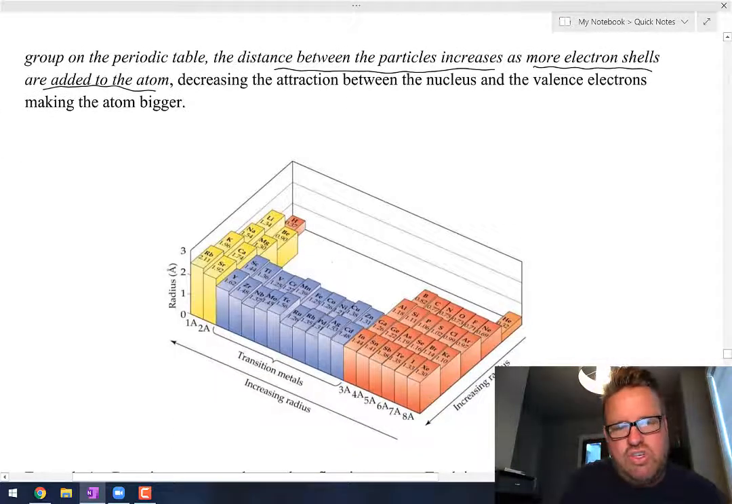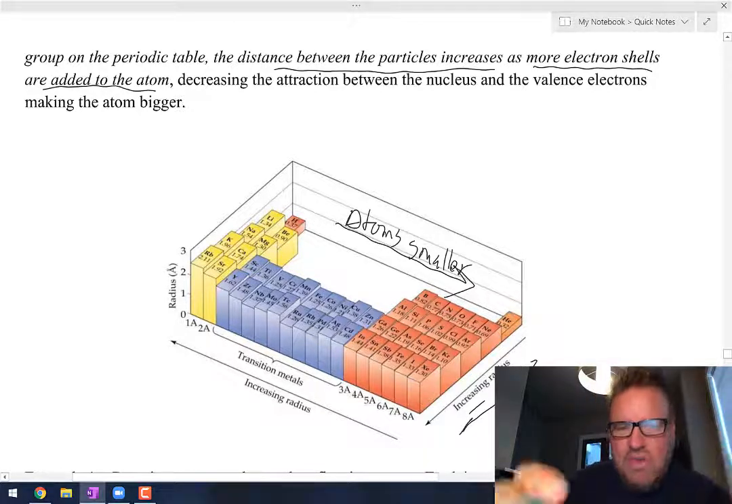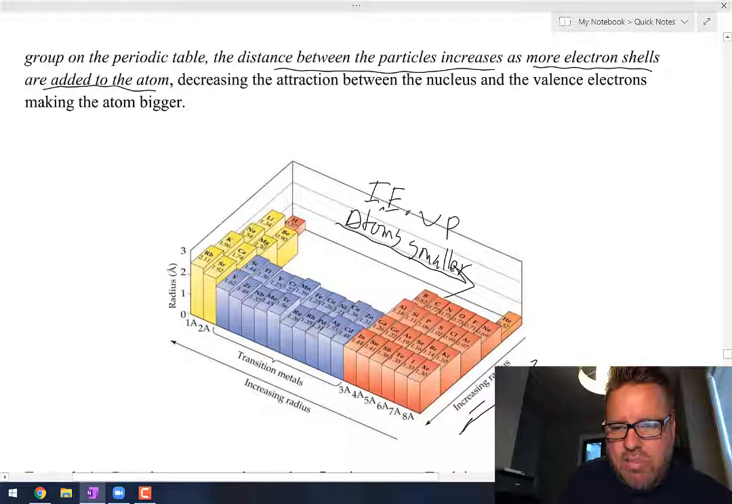So here you can see that trend, that as you go across the periodic table, we know that atoms get smaller. And as you go down the periodic table, here you can see increasing radius. That means atoms get bigger. And that same trend applies with the exact same reasoning: the first ionization energy, IE stands for ionization energy, goes up as you go across, and as you go down the periodic table, the first ionization energy goes down.